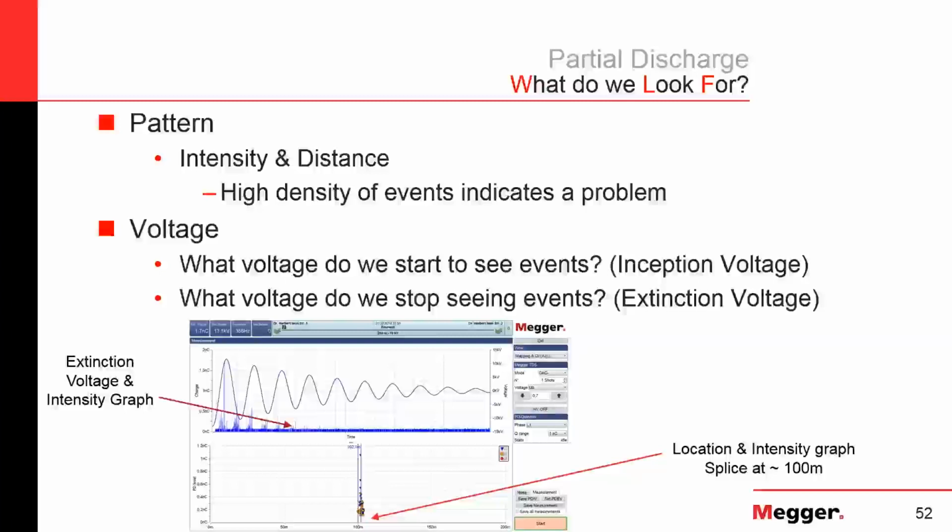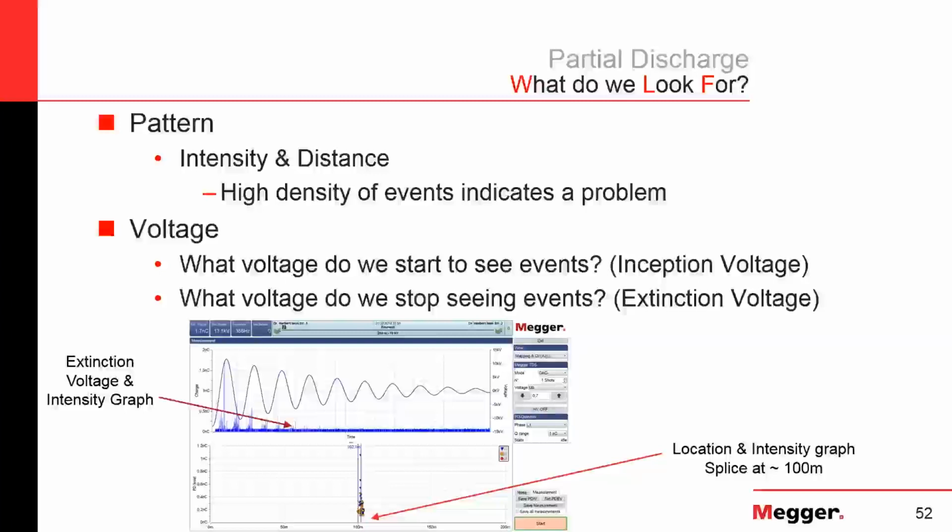So if we look at that picture, the bottom half of that picture shows a whole bunch of clusters of dots right in the middle there. That's a high density of events happening at the splice at about 100 meters away. The rest of the cable is in good shape.